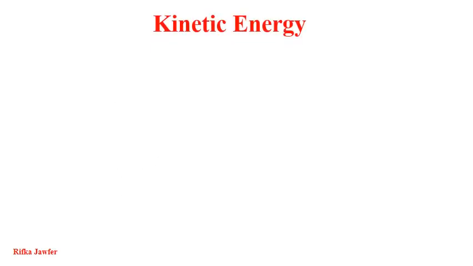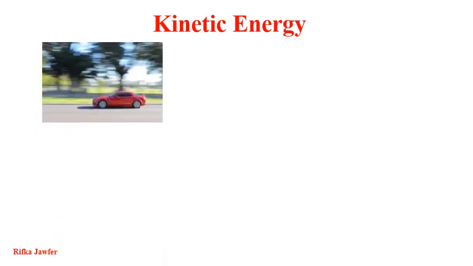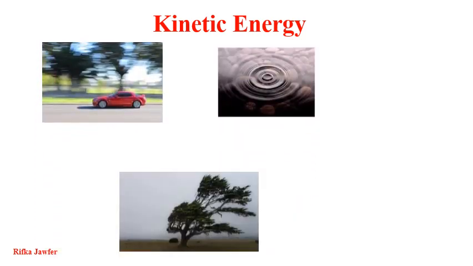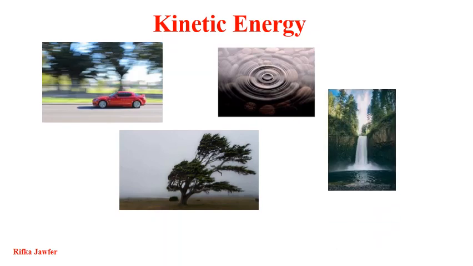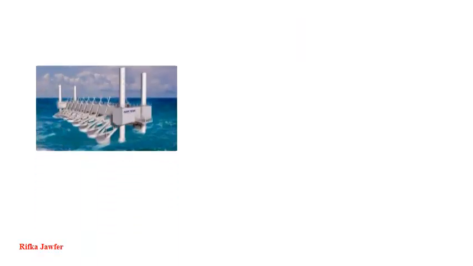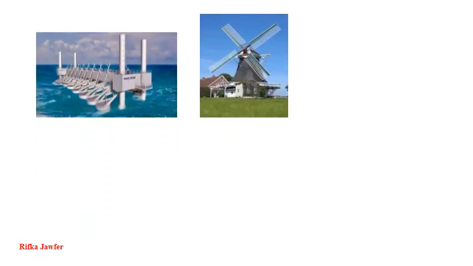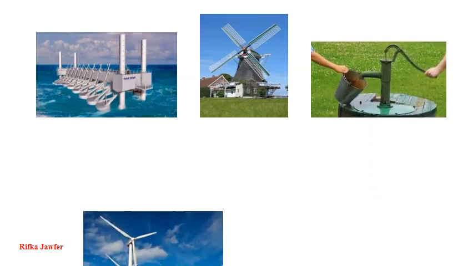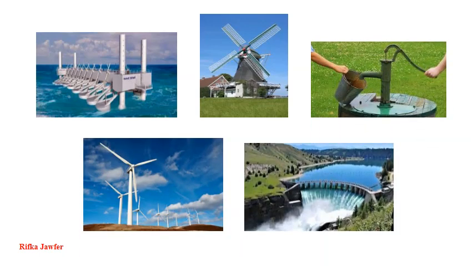Kinetic energy. We see various moving things like a moving car, ripples created in water, wind, and flowing water. In each instance, some work is done. How is energy for these works obtained? Yes, it is by their movement. So, energy contained in a moving object is kinetic energy. Generating electricity by sea waves, operating grinding mills, pumping water, generating electricity by wind, and generating electricity in a hydropower station are done using kinetic energy.